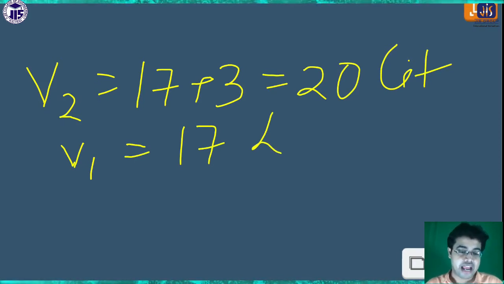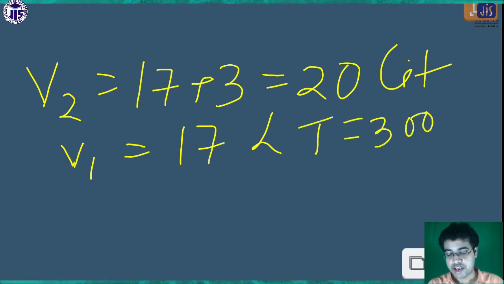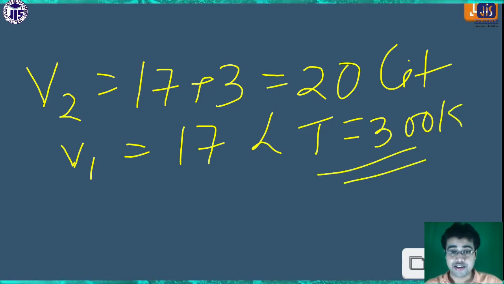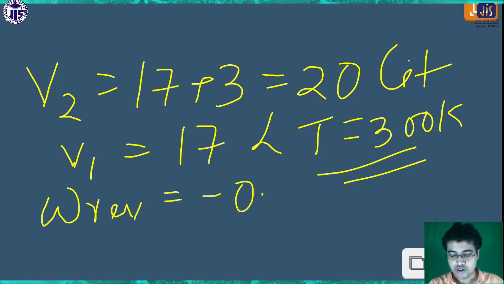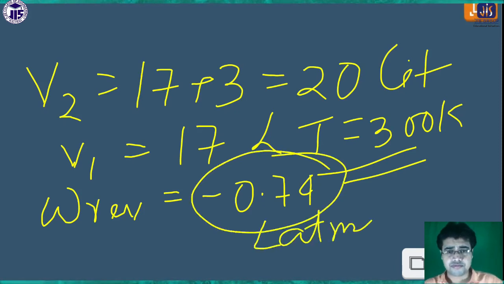And what is T? T is 300 K. So all the values are given here. You just have to put all the values properly. Then you will find that W reversible equals minus 0.74 liter atmosphere. This is the result for the problem.